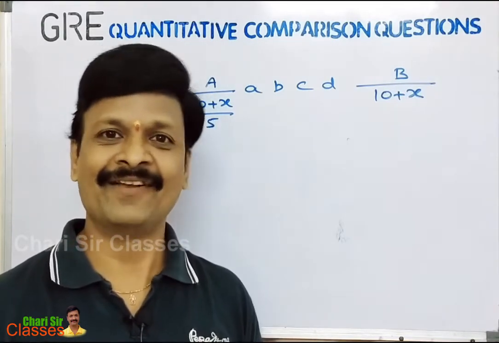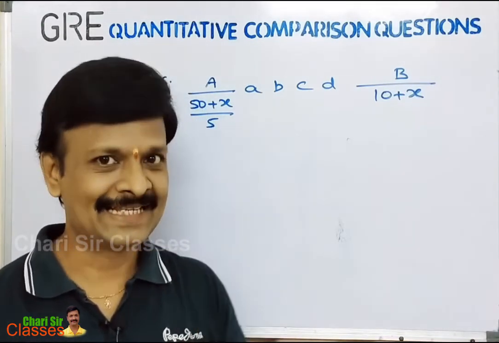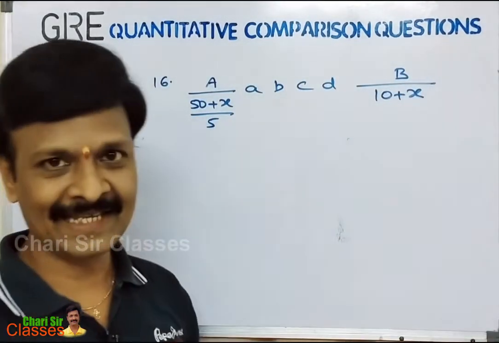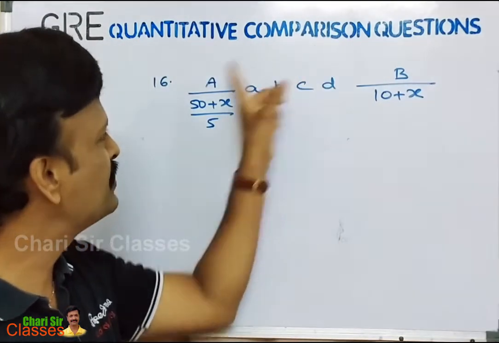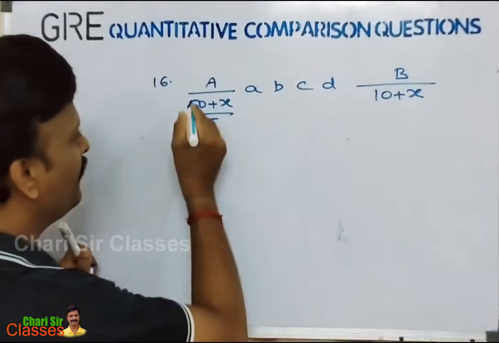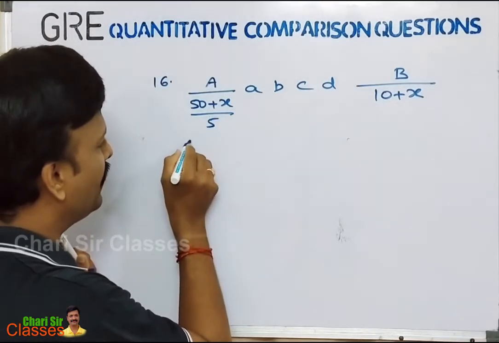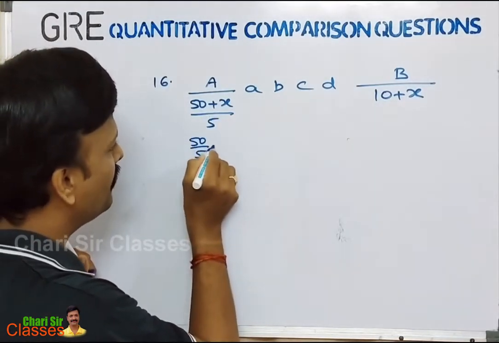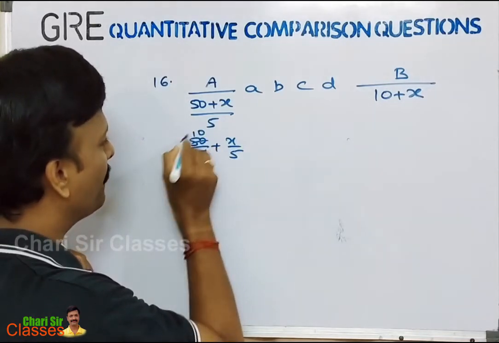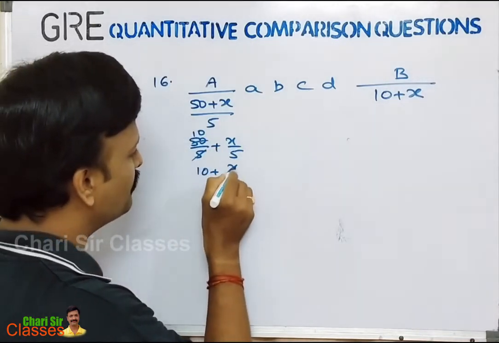Question number 16 is given with the variable x. Let's try to solve this. 50 plus x by 5. Here 10 plus x. X is the variable. There is no condition for x. X can be any value. So here I will write 50 plus x by 5 as 50 by 5 plus x by 5. So that becomes 10 plus x by 5.